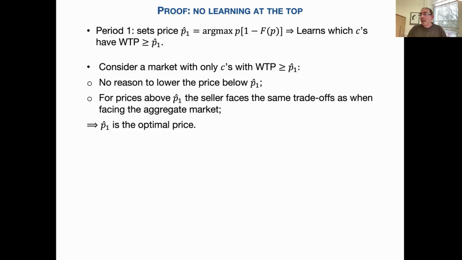Now, before, in the first period, when I was choosing P_1, I didn't want to lower P_1 because P_1 was optimal. Now, in this new market, I don't have anybody below P_1. Clearly, I don't want to lower it. That's clear. But Daniel says, well, maybe you want to raise it a little bit. But actually, no, you don't want to raise it a little bit because when you start raising the price, the inframarginal losses and the inframarginal gains are exactly the same as before.